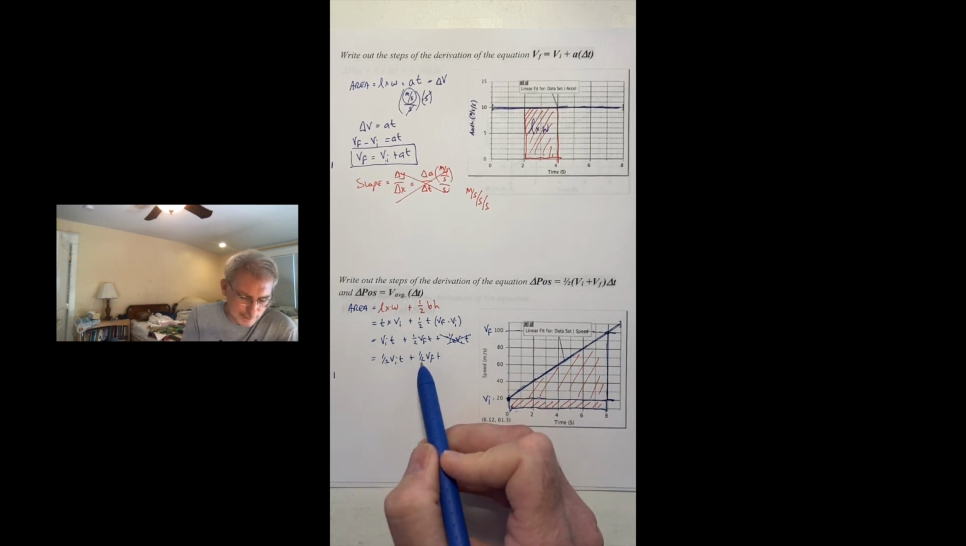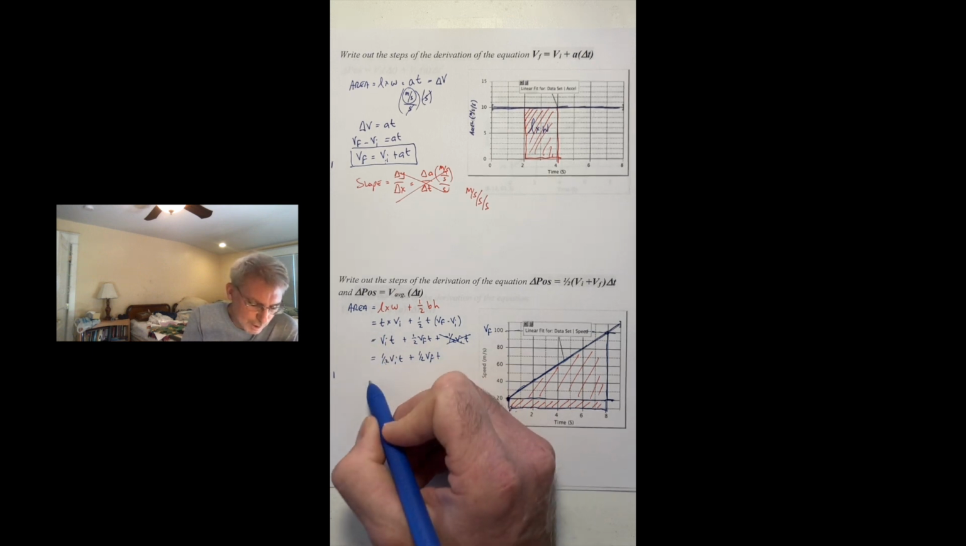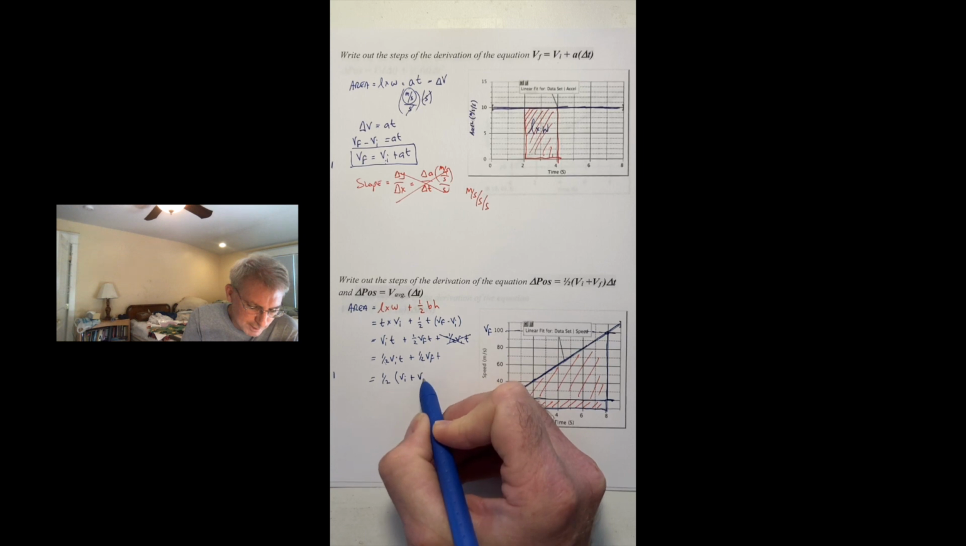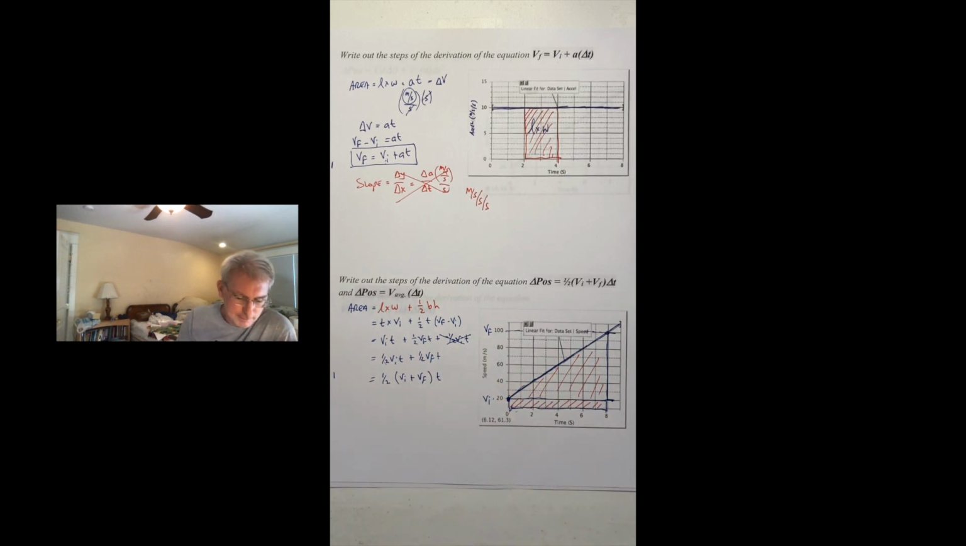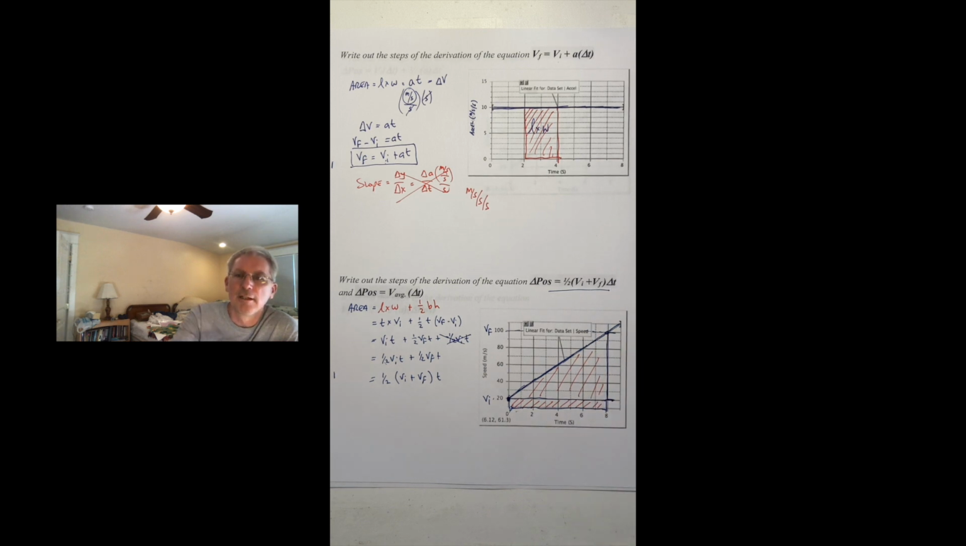And I have some more like terms. I have a half here and I have a T. So I can pull that out and say, well, look, 1/2 times VI plus VF times T. And I've arrived at my equation right here.